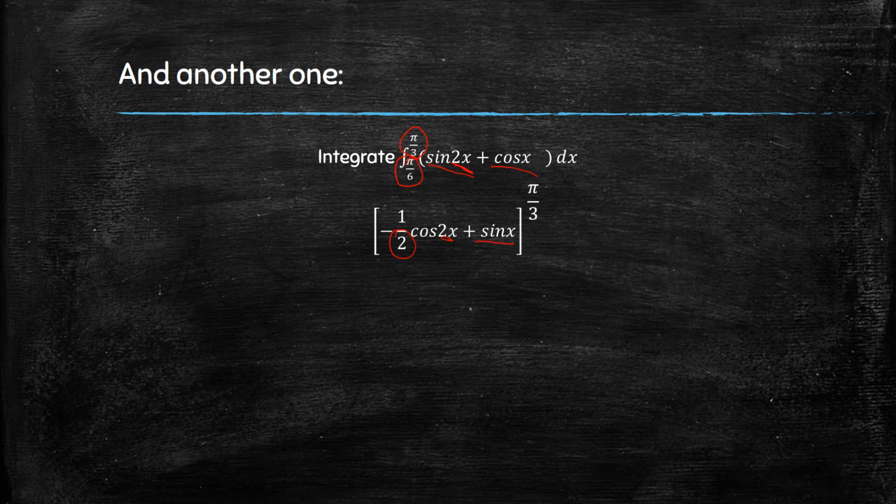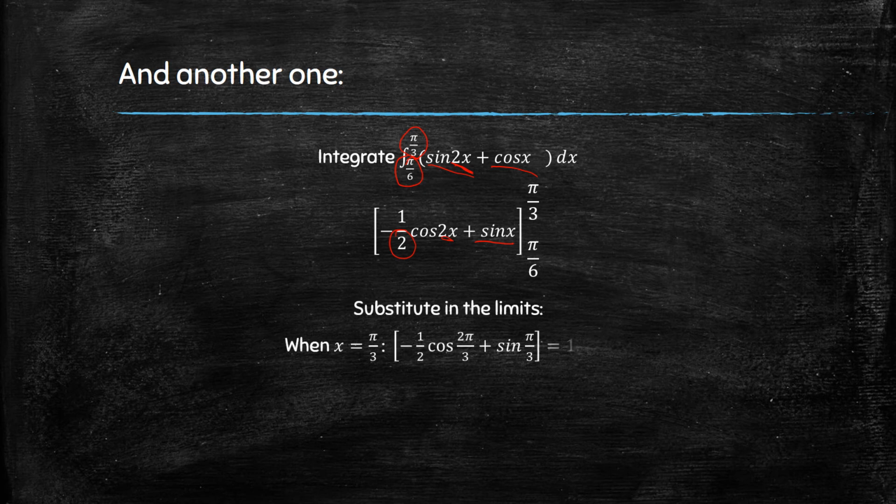So put our two limits on, so the pi over 3 goes at the top and pi over 6 at the bottom. So substitute both of those in. When x equals pi over 3, we get 1.16, just using the calculator, but just remember to make sure that your calculator's in radians because we're putting pi into the calculator. And do the same when x equals pi over 6, and we get 0.25.